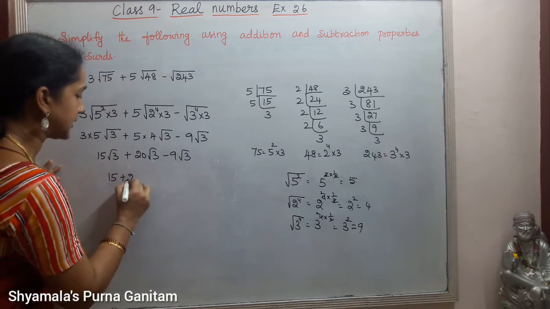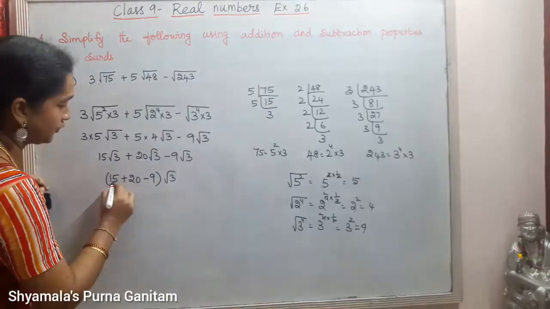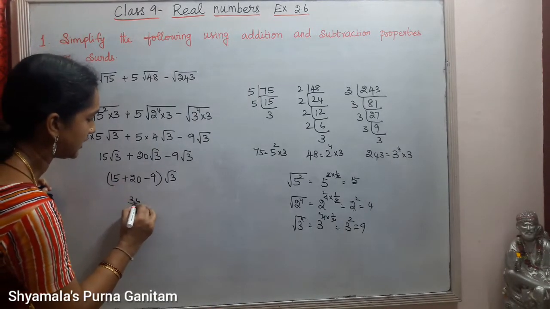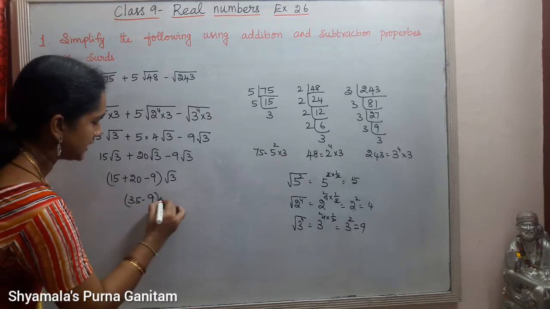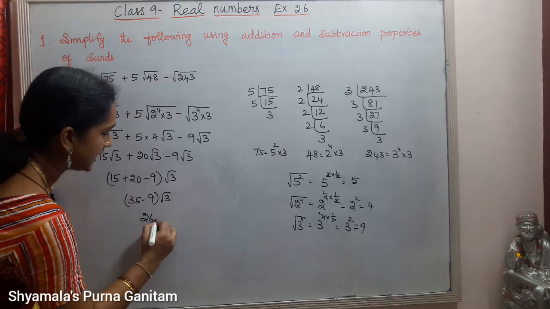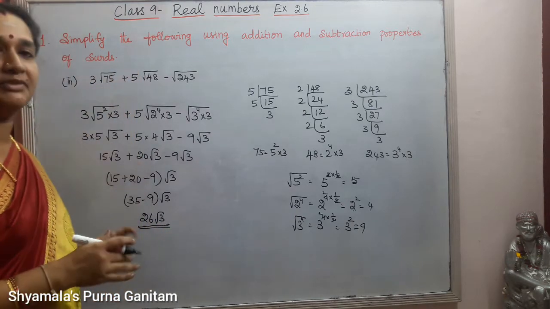So 15 plus 20 minus 9 into root 3. 15 plus 20 minus 9. So 15 plus 20 is 35. 35 minus 9 into root 3. So 35 minus 9 is 26 root 3. So this is the answer for the given sum.